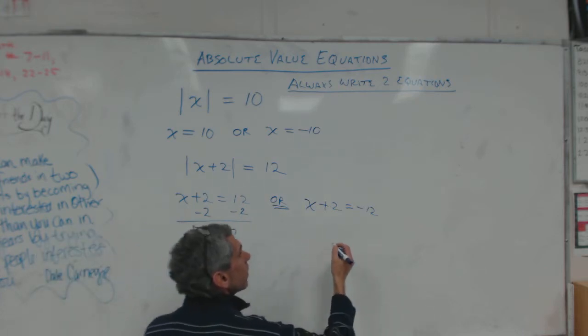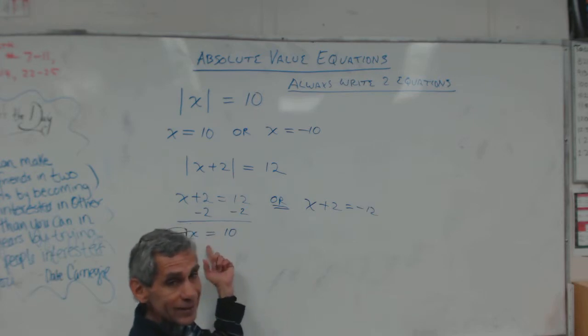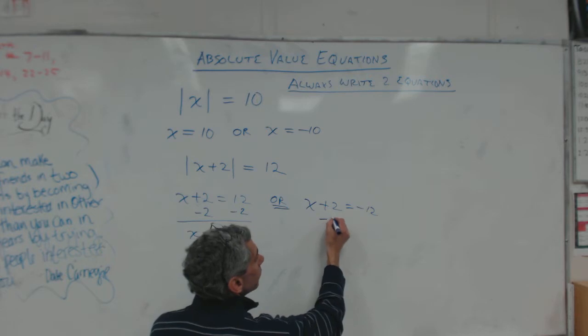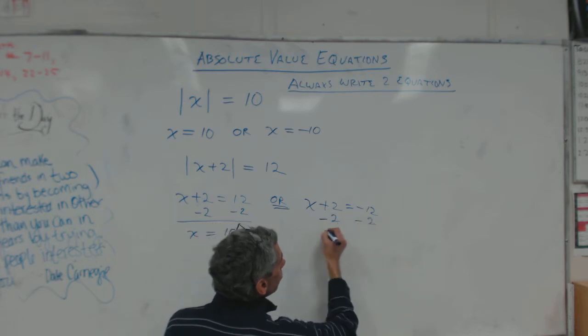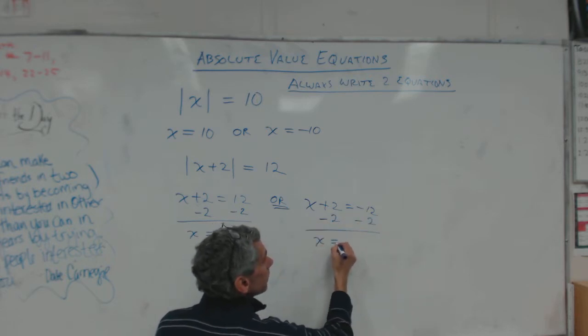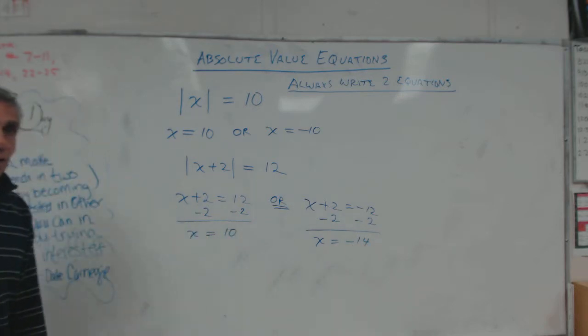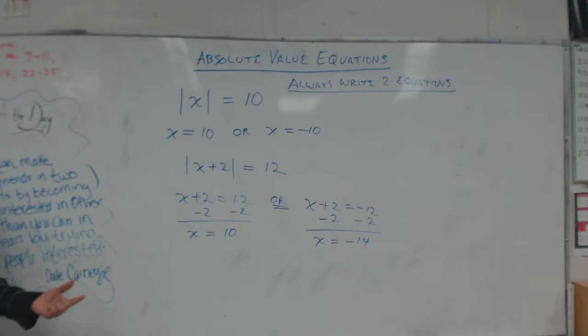And over here, a lot of people think, oh, well, x is 10 or negative 10, right? But no, that's not how it works. Subtract 2, we have x is equal to negative 14. Look at that. So I have two answers for this.